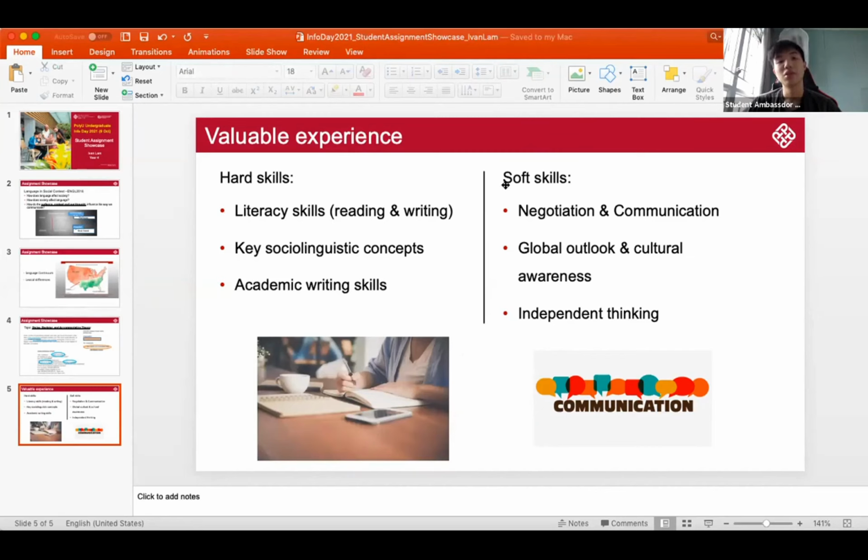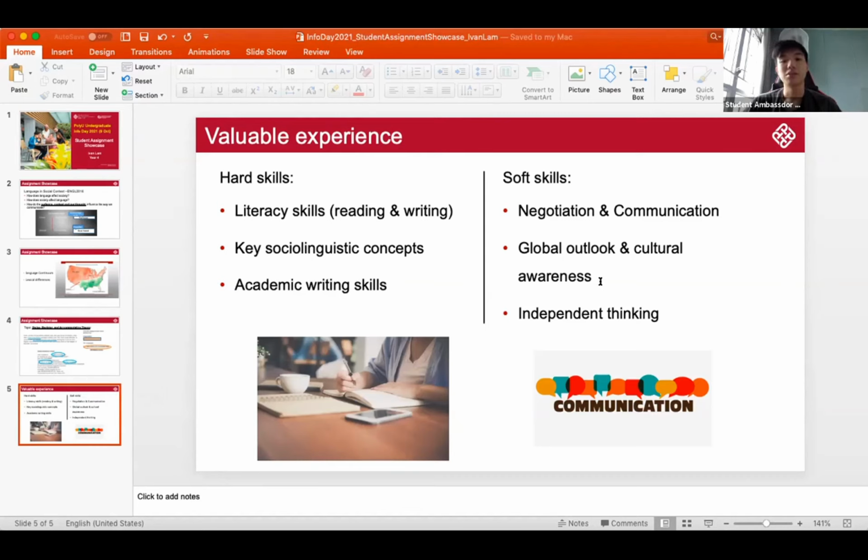For soft skills, you would mostly learn negotiation and communication, because like I said, there are a lot of group projects in our subjects. You need to communicate with your group mates and negotiate with them in case you are holding different opinions. And in my assignment that I just showed to you, this is our real conversation in real life. We recorded our conversation and then did our assignment. So this means that our concepts can actually be applied to real life. And this is, I think, the most interesting part of this course.